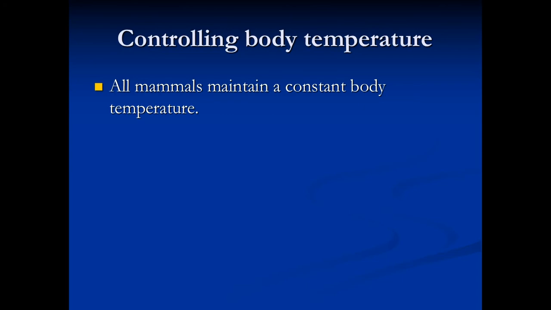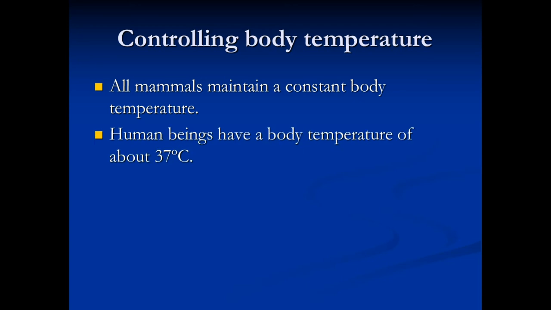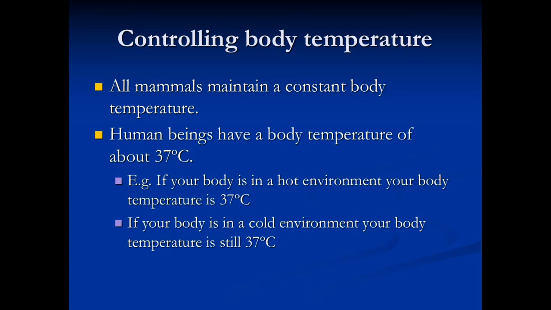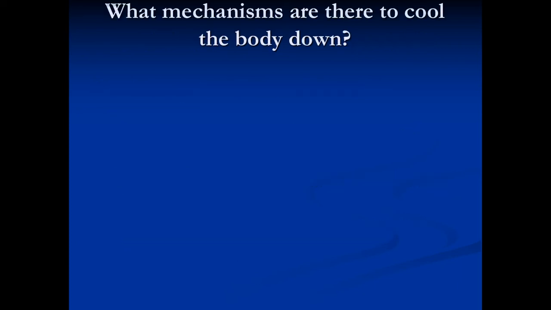One of the things that your body has to do is maintain your body temperature. It has to keep your body temperature constant. Human beings have a body temperature of roughly 37 degrees Celsius or 98.6 degrees Fahrenheit. For example, if your body is in a hot environment, your body temperature is 37 degrees Celsius. If it's in a cold environment, your body temperature is still 37 degrees Celsius. So what kind of mechanisms are there to cool your body down?